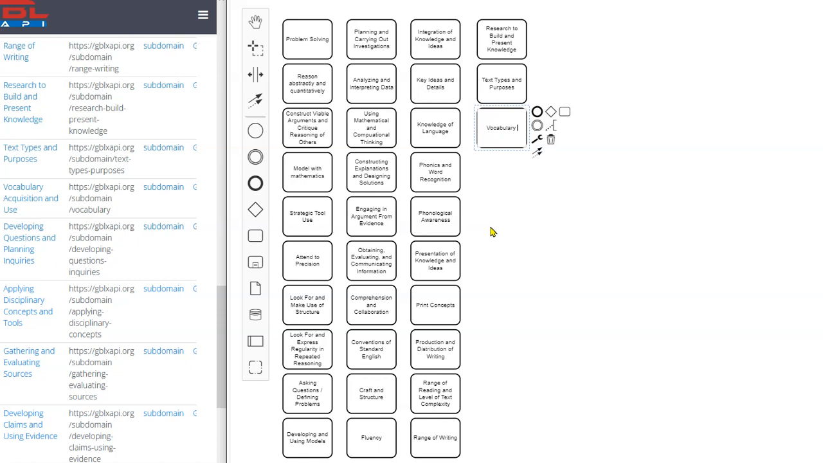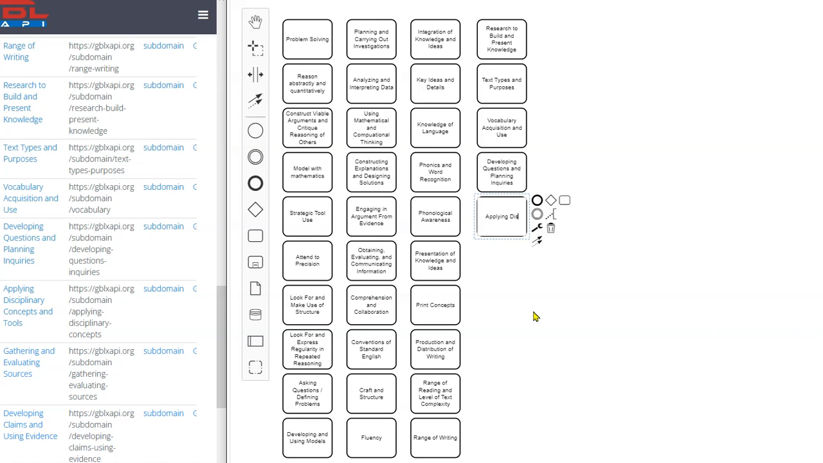Vocabulary acquisition, which we're doing today, and use. So get the vocabulary, get the words, and then know how to use them, how to speak them, how to write them. Hopefully you're repeating these after I say them out loud. Developing questions and planning inquiries. So on the opposite side of statements are questions. And creating a list of questions for some type of inquiry is a useful tool in a lot of areas.